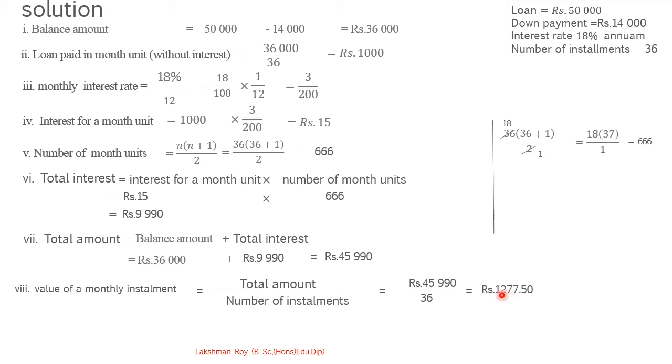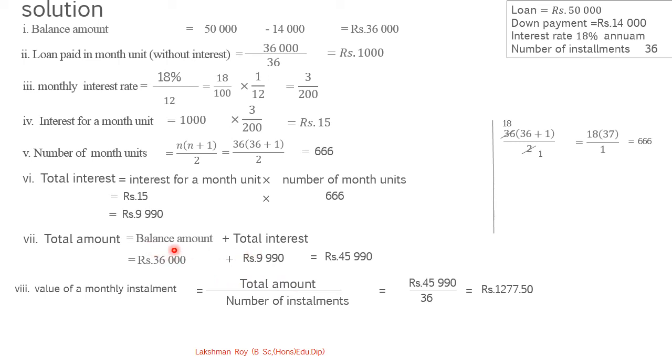So in exam questions, normally they ask the last question only, the value of a monthly installment, right? You can see here in this example, to find the value of monthly installments, you need two things. What are the two things? Total amount and number of installments, right? The number of installments the question will give, but to find the total amount you need the balance amount and total interest, right?